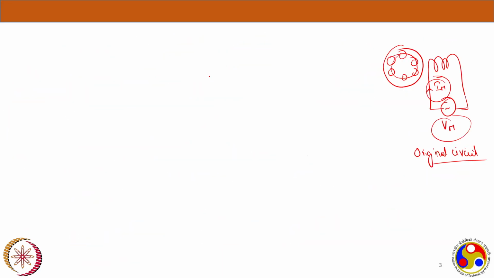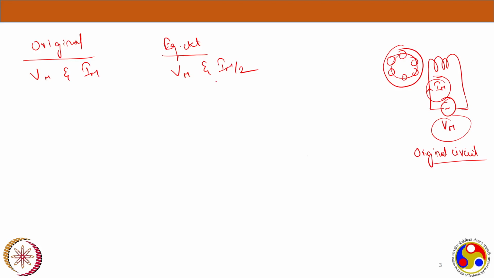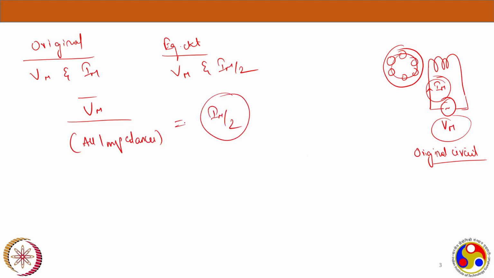So I will write it. Original circuit, equivalent circuit. The original has the parameters Vm and Im. The equivalent circuit has Em and Im by 2. So what we will do is, the total voltage divided by all impedances is giving rise to Im by 2 in the equivalent circuit.